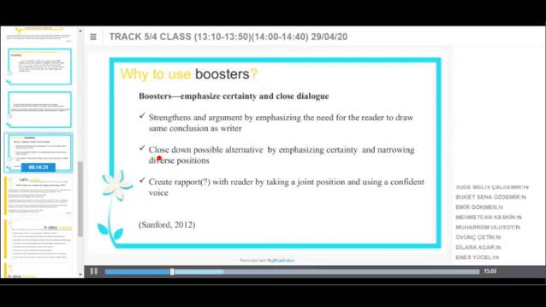You can sometimes want to close down positive alternatives. Hani kırmızı çizgilerimiz var falan diyorlar ya mesela. This is an example maybe.